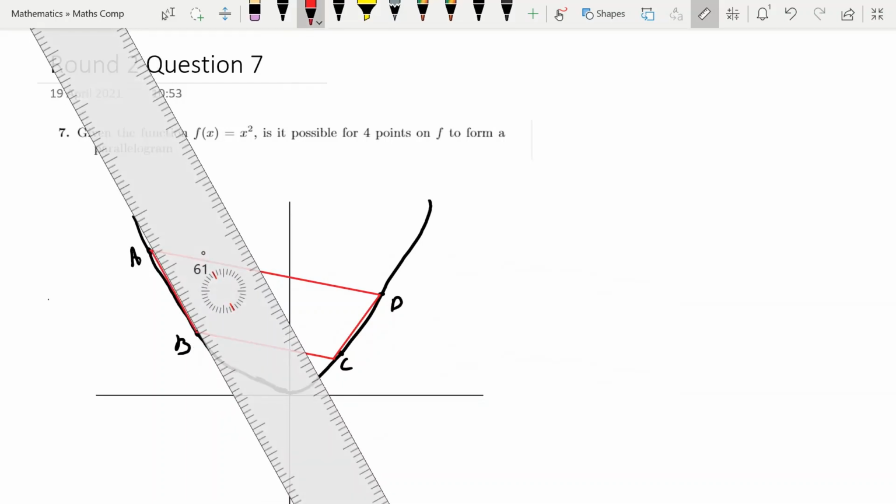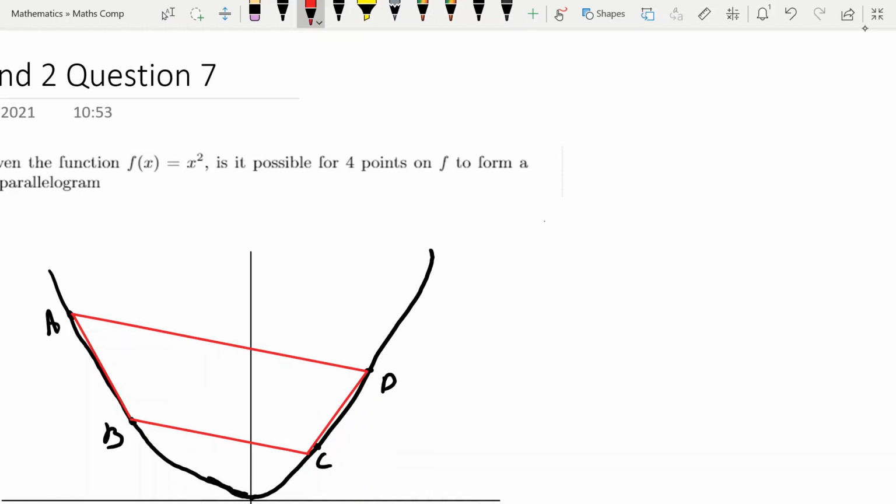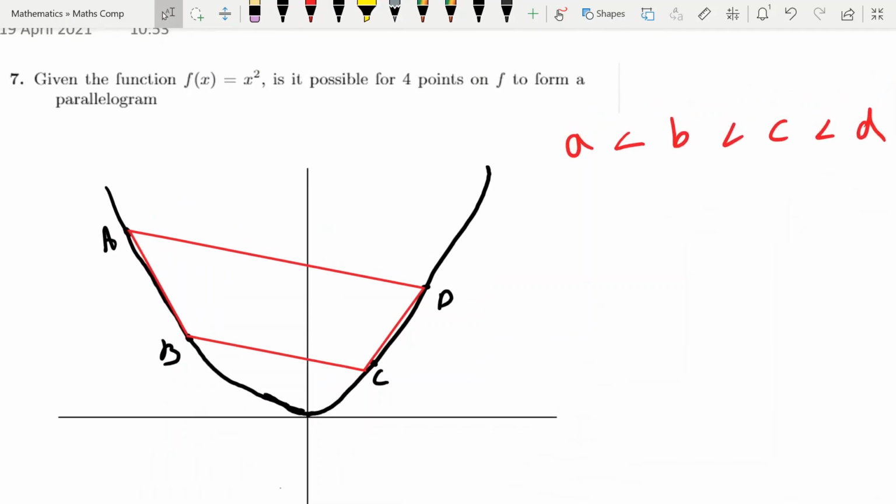So we can swap around these points and we can choose any 4 points. So let's have the x coordinates of A, B, C, and D be a, b, c, d, respectively. So we can assume that a is strictly less than b, strictly less than c, strictly less than d. These are strict inequalities because they can't be equal to each other, because 2 points would be on the same point and it would no longer be a parallelogram. So this is a strict inequality, and that's quite important, and I'll show later why.